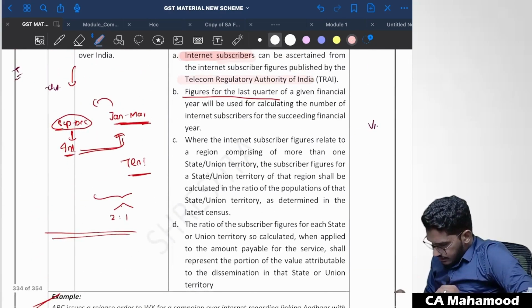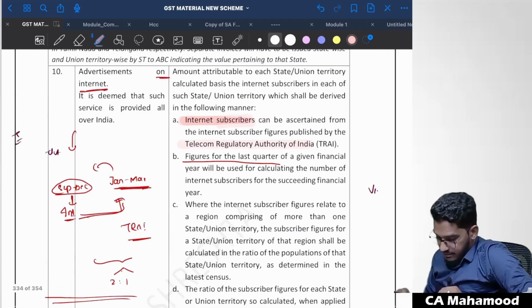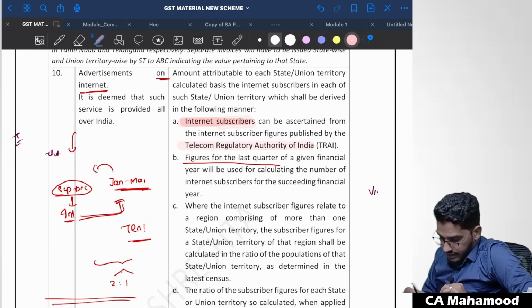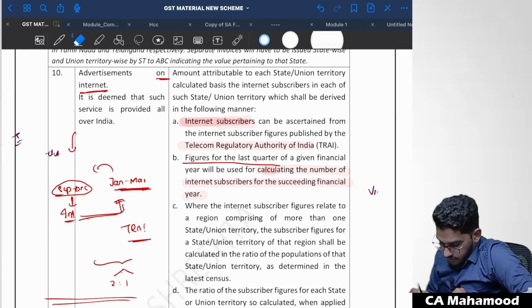Sorry, here I think I have made one small mistake. In case of internet, I told that figures for the last quarter will be used for the current quarter. So sorry guys, figures will be used for calculating the number of internet subscribers for the entire financial year. Small mistake here.